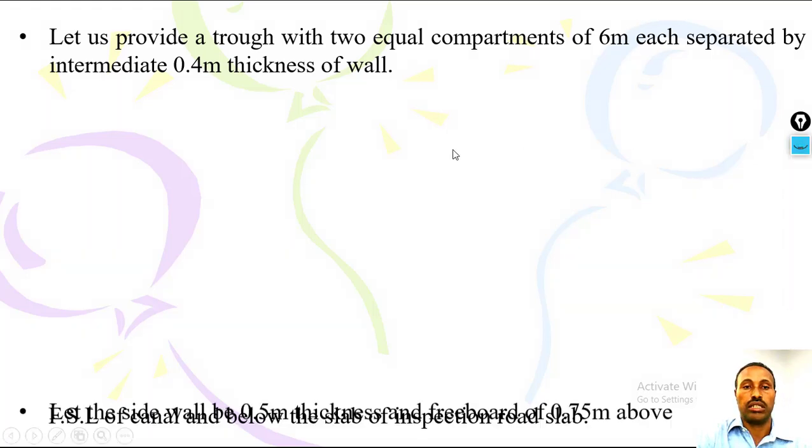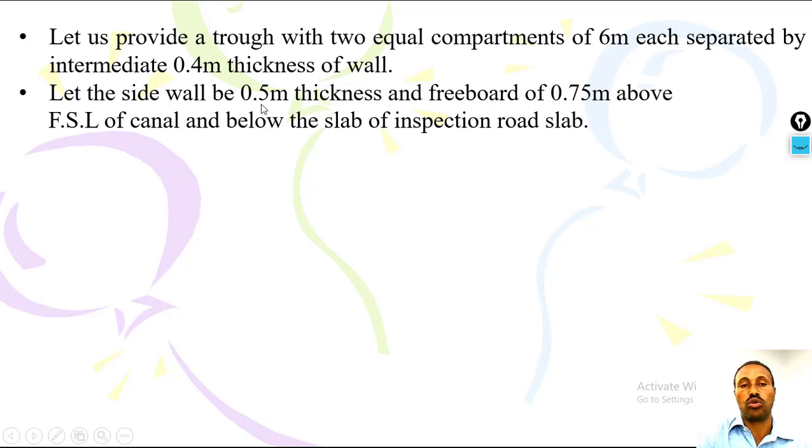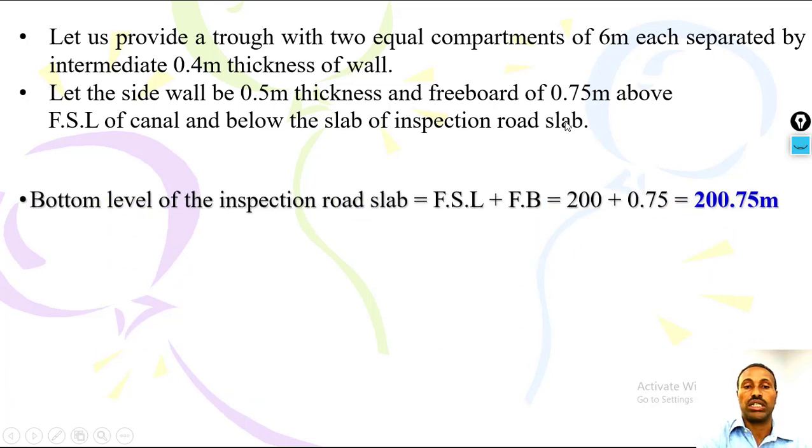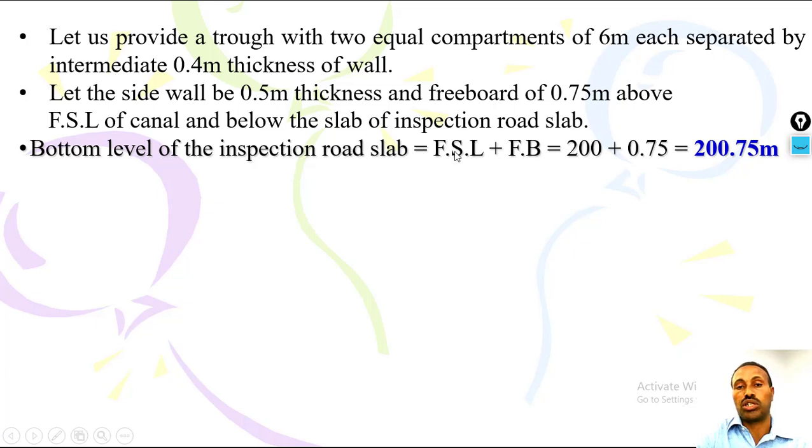Let's see the detail. So let the side wall be 0.5 meter thick. It could be stone masonry, and a freeboard of 0.75 above the full supply level of the canal, and below the slab of the inspection road. Then the bottom level of the inspection road slab will be the full supply level already given, plus the freeboard. You will add this freeboard 0.75. So you get the bottom level of inspection road slab, which is 200.75 meter.